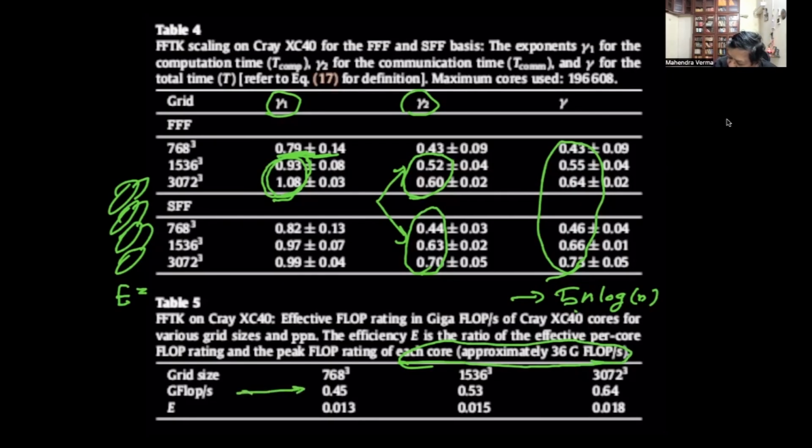So this is the flop rating we get in gigaflops for 768 cube. And so instead of 36, I'm getting 0.45. You see? So how much am I getting? If I get 36, 0.36 is 1%, right? 1 by 100 is 0.36. So I'm just getting above 1%. So we are basically getting 1.3% for 768 cube.